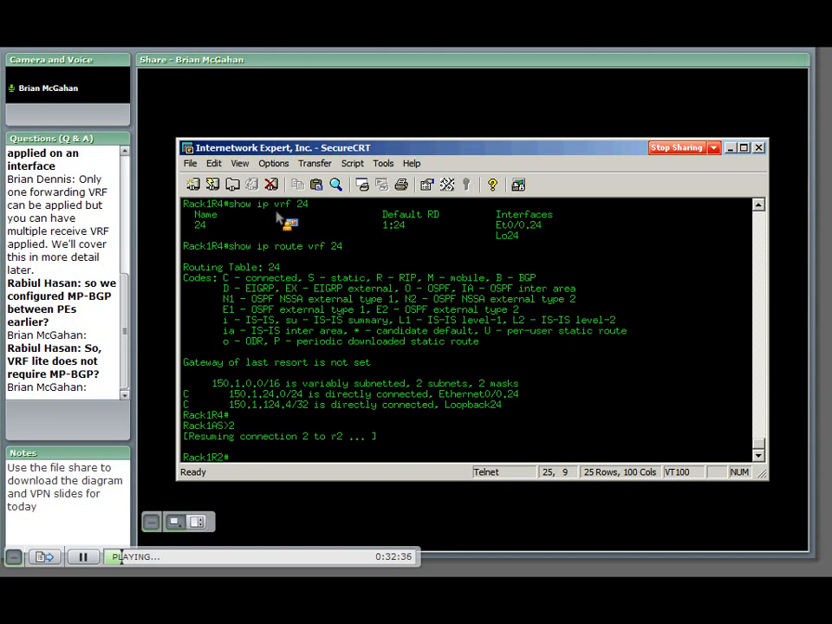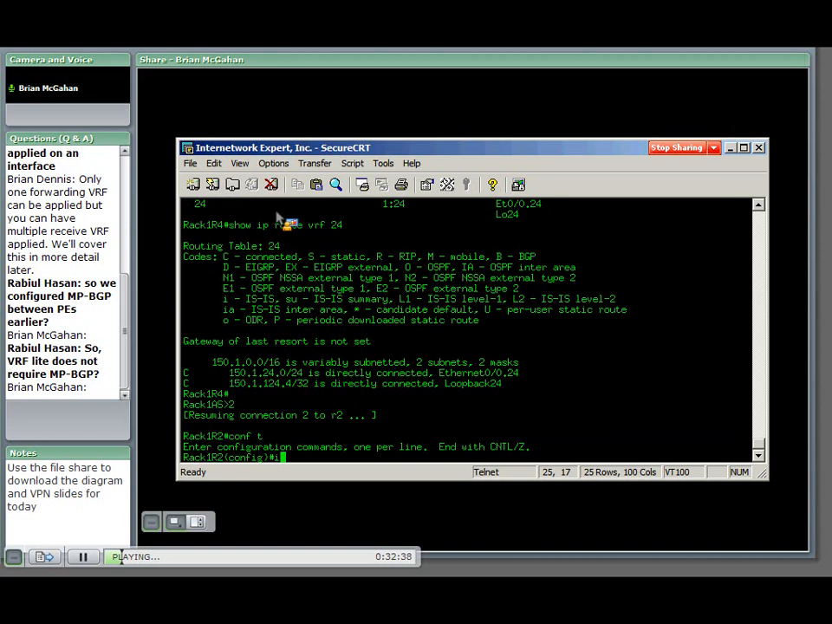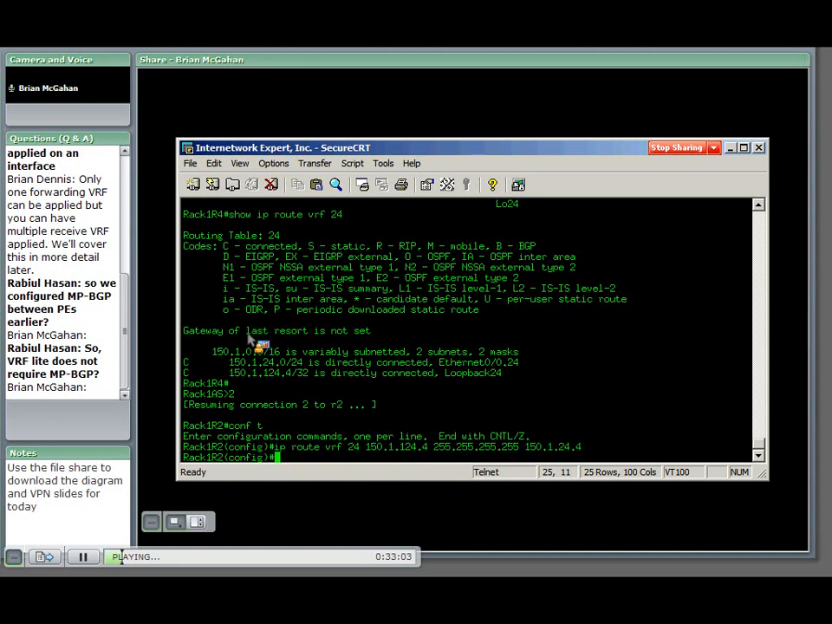Okay, so in global config on router 2 here, we're going to say in order to get to 150.1.142.2, or 124.4, we need to do this lookup inside VRF24. We'll say this is a host route, and it is reachable via the next hop 150.1.24.4. Then we'll have the other route as well.